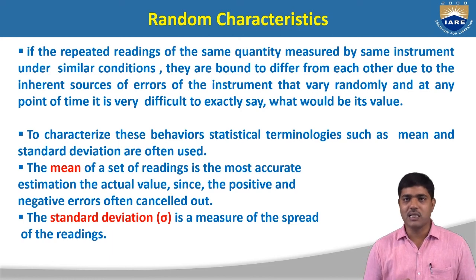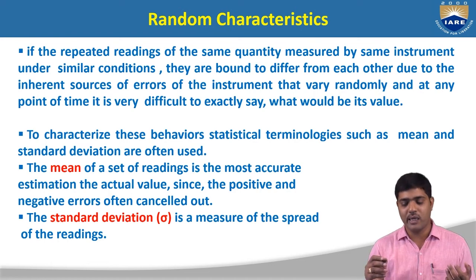And random characteristics. Suppose you perform repeated readings of the same quantity measured by the same instrument under the same conditions, and when you plot all these values, they are going to differ from each other due to the inherent sources of errors of the instrument. If you look at all those values, they may spread randomly over a curve if you plot them. And it is very difficult to say what would be its value. So why?